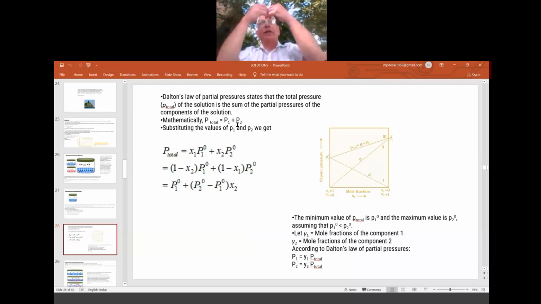Each will create its own pressure. So what is the total pressure? Total pressure is equal to the pressure created by one component and the pressure of the other. That is P total equals P1 plus P2. Right. What is P1 here? P1 equals X1 P1 naught according to Raoult's law, and P2 equals X2 P2 naught.